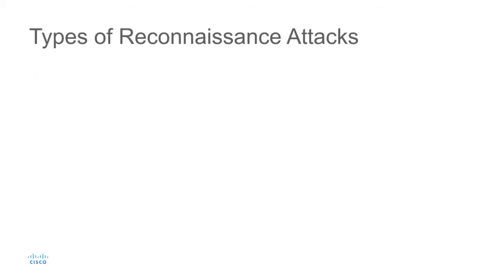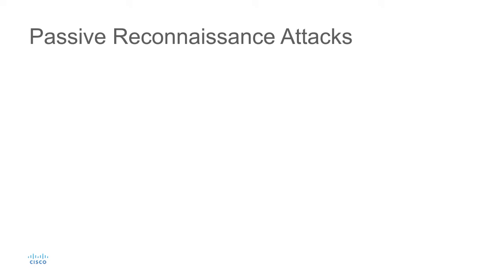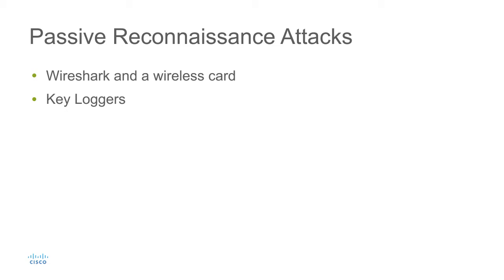Now, there are types of recon attacks that you need to be aware of. There are passive recon attacks and active recon attacks. In a passive recon attack, the attacker is going to listen on the network by possibly capturing packets. That can be done using Wireshark and a wireless network card. You can get wireless cards that scan multiple channels and listen and simply capture packets there. Keyloggers are also a method that are used to passively track keystrokes, collect passwords, and then that information can be fed back to the would-be hacker.